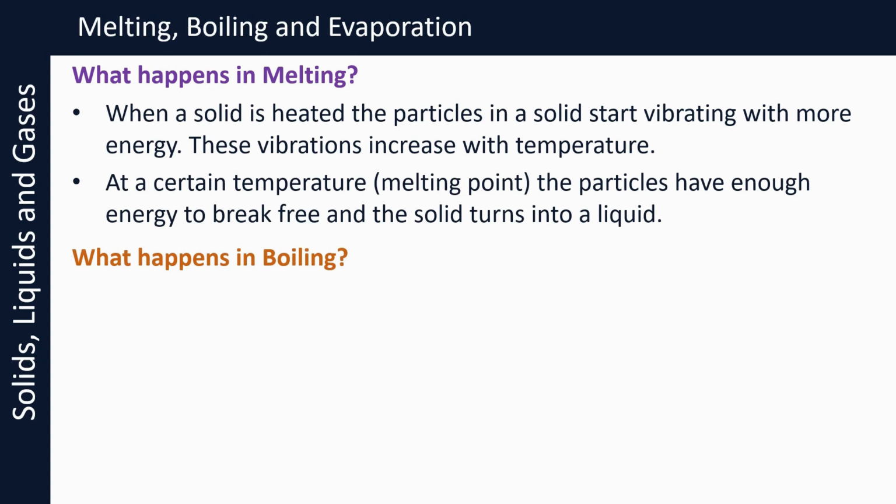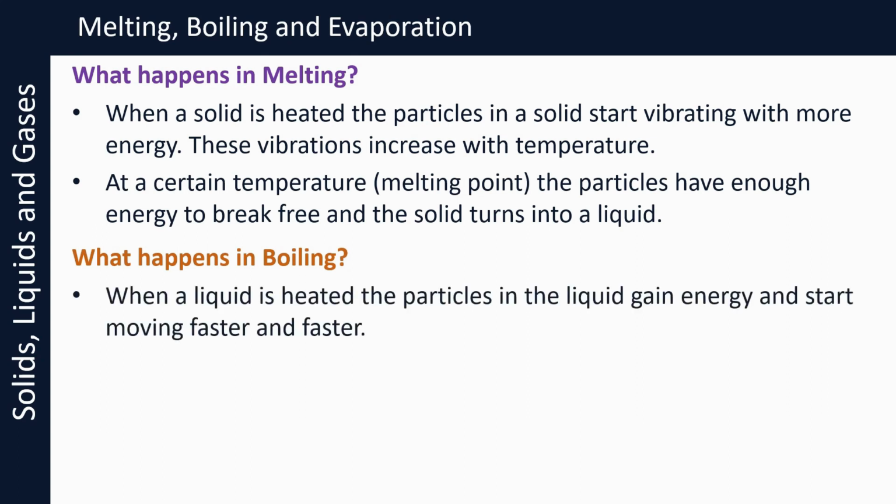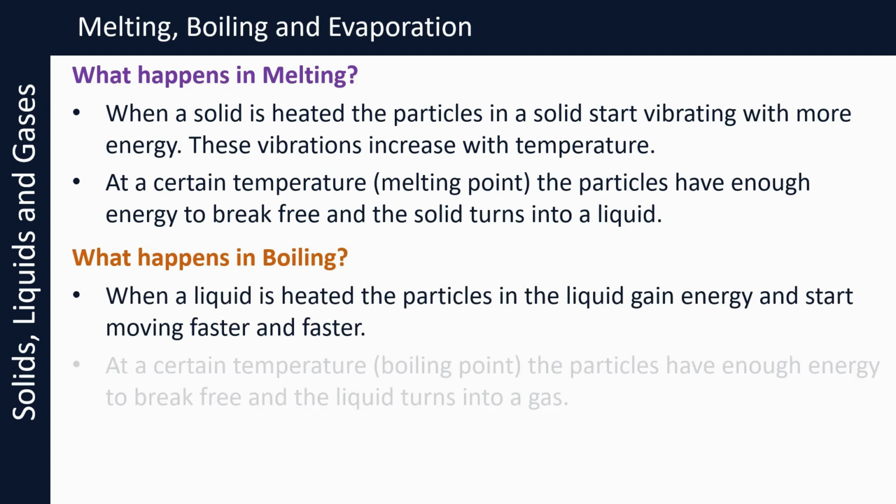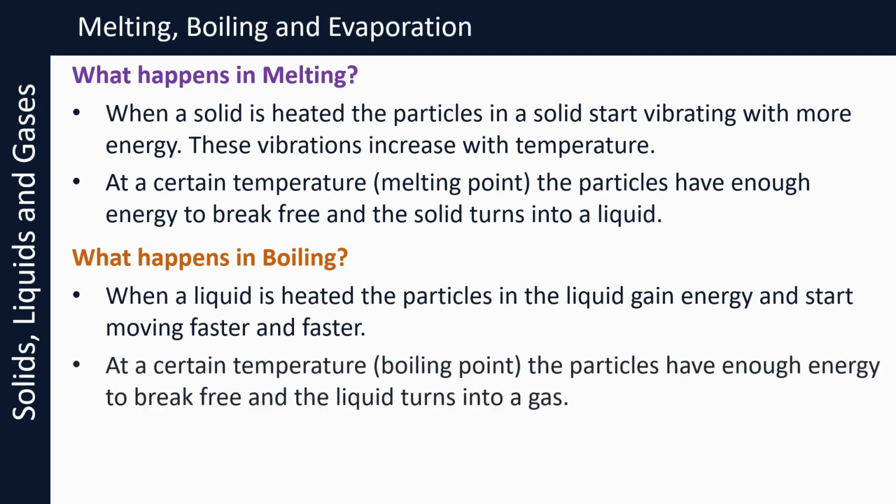What happens in boiling? The particles in a liquid have weak forces of attraction between them. When a liquid is heated, the particles gain kinetic energy and start moving faster and faster, and move further and further apart. As the temperature increases, the forces between the liquid particles weaken. At a certain temperature called the boiling point, the particles have enough energy to break free and the liquid turns into gas. This physical change is called boiling. The boiling point of a liquid is the temperature at which it rapidly changes from liquid to gas.